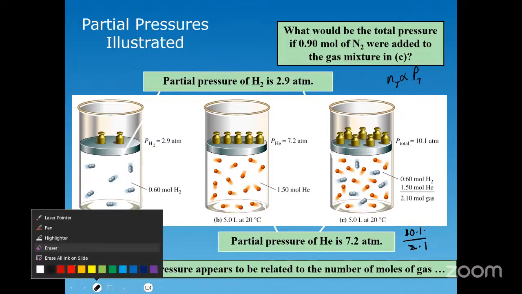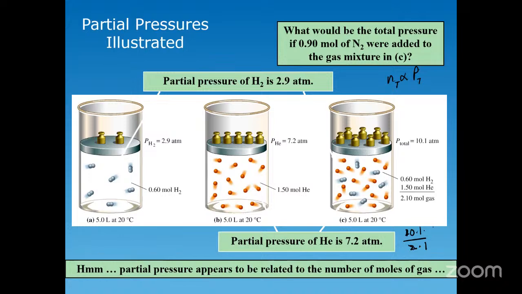Okay. So 10.1 atmospheres divided by 2.10 moles is equal to a constant, right? And if we increase the number of moles to 2.10 plus 0.9, that would be equal to 3.00 moles, then what would be the new total pressure here?